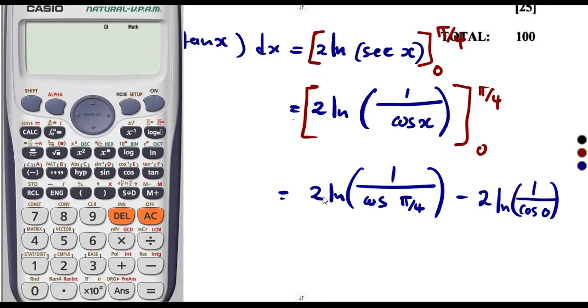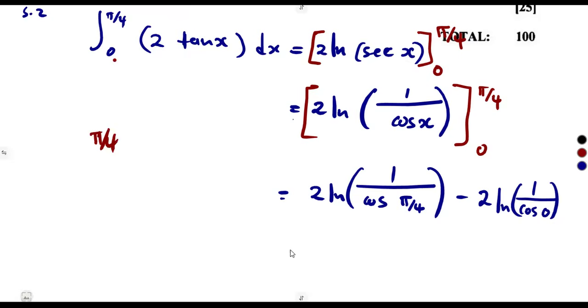All right, so the first one is 2 ln 1 over cos pi over 4. Why is it dragging like this? I don't know. Is it network or what? This is 1 over cos pi over 4. All right, let's see what we can get on this one. It is giving us 0.693.